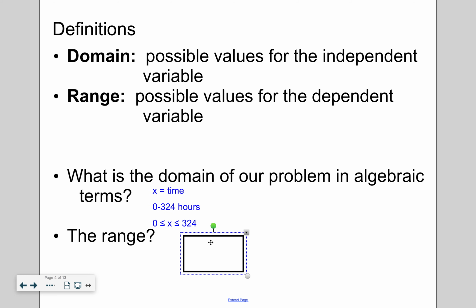For the range, it is the y's, and the y's in our problem was the amount of gallons in the pool. So this part, the range, is going to discuss the gallons. So for the y's, this was our number of gallons, and I can write that algebraically by writing that y must be greater than 0, but it has to be less than 648,000.